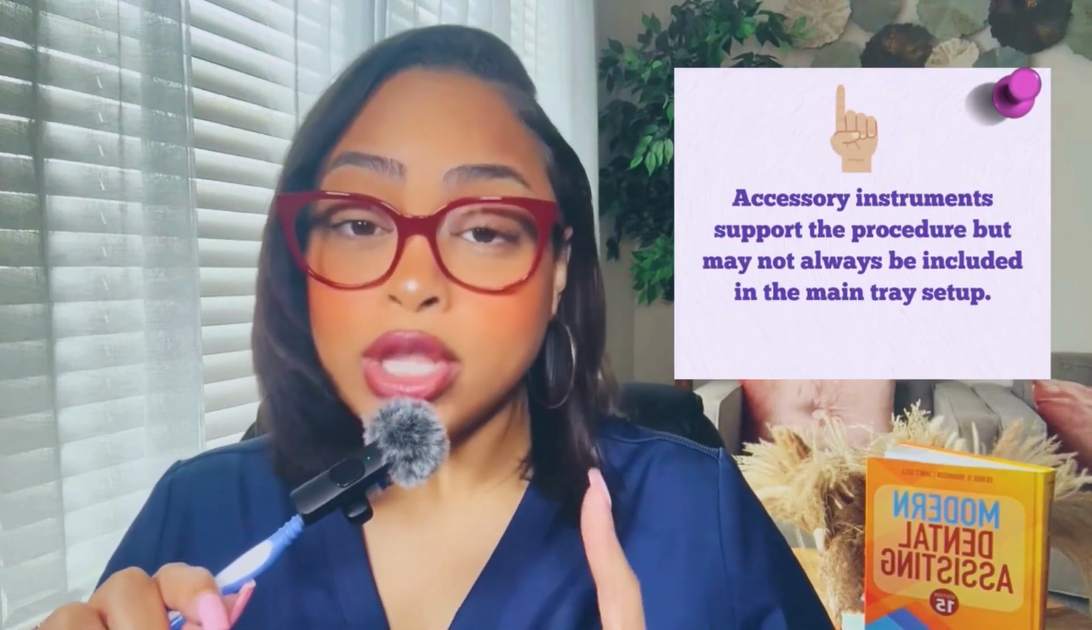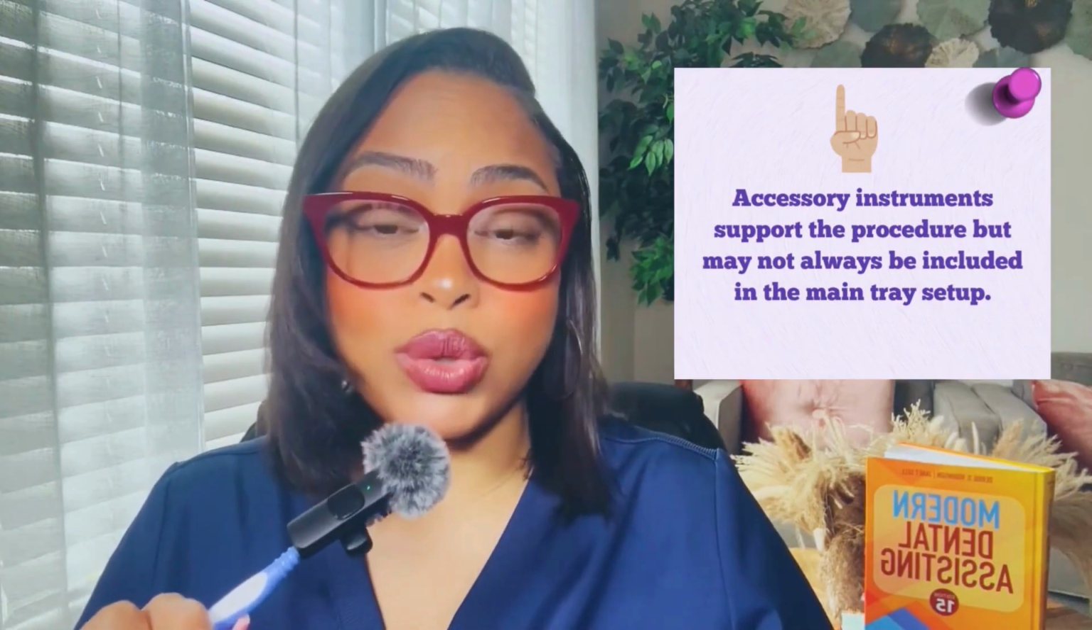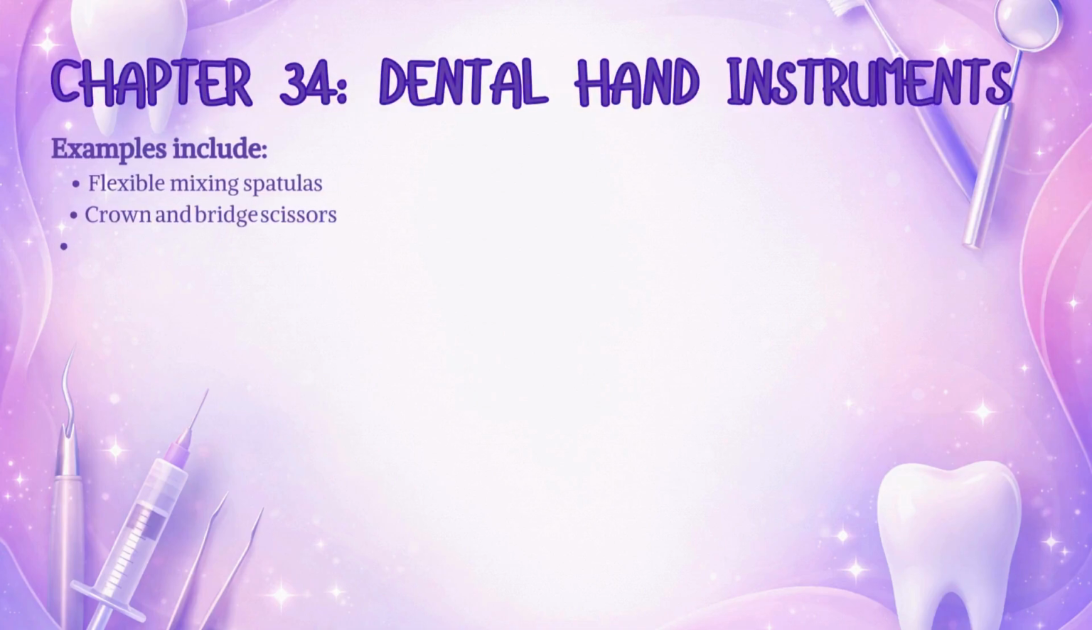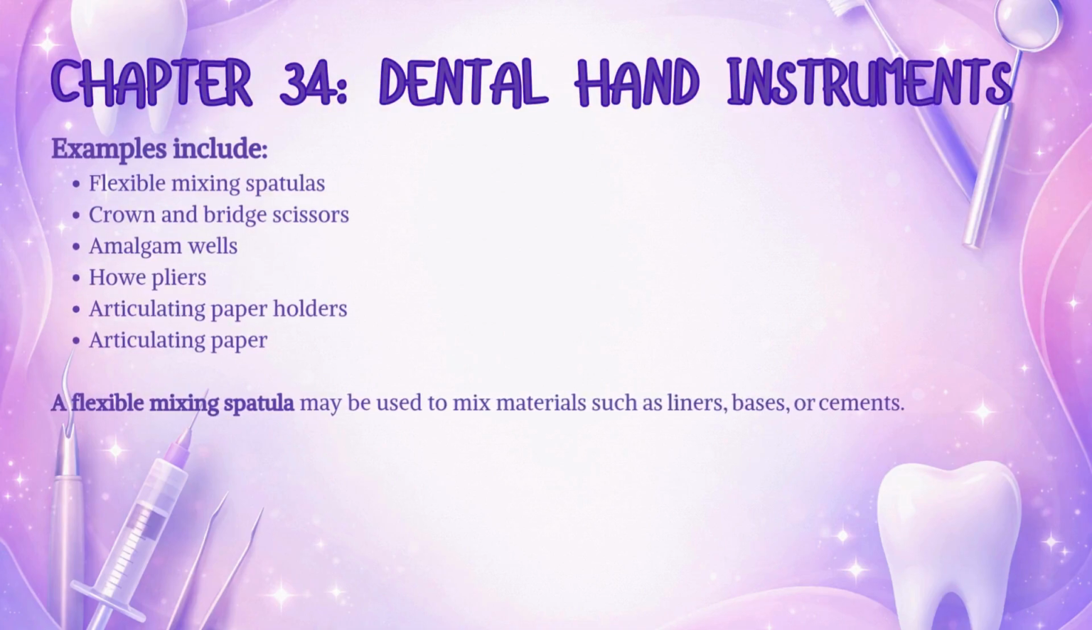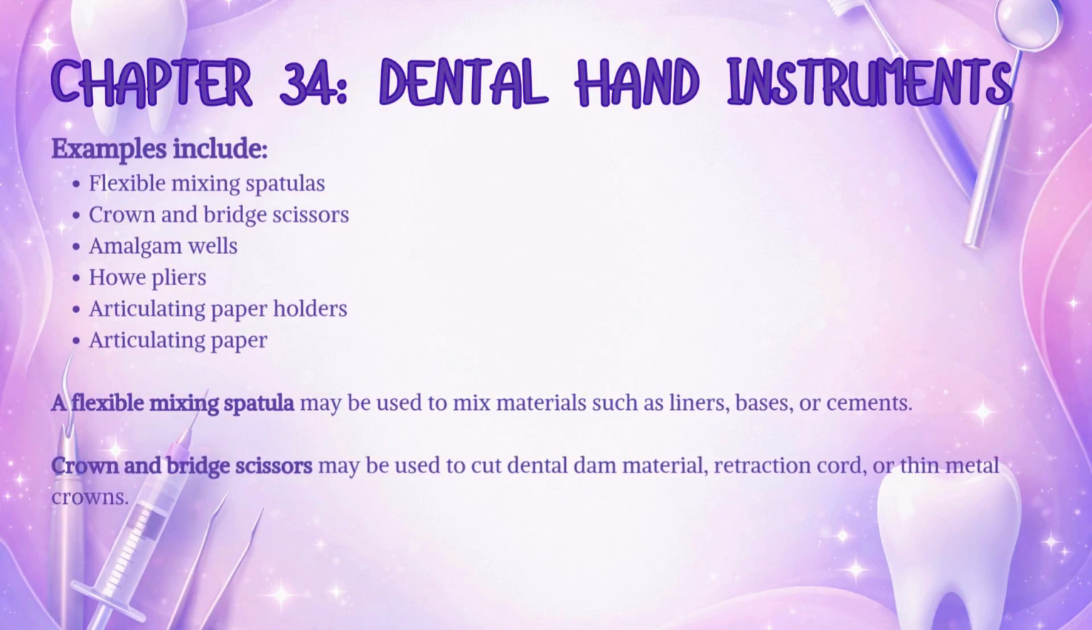Accessory instruments support the procedure but may not always be included in the main tray setup. Examples include flexible mixing spatulas, crown and bridge scissors, amalgam wells, Howe pliers, articulating paper holders, and articulating paper. A flexible mixing spatula may be used to mix materials such as liners, bases, or cements, and crown and bridge scissors may be used to cut dental dam materials, retraction cord, or thin metal crowns.